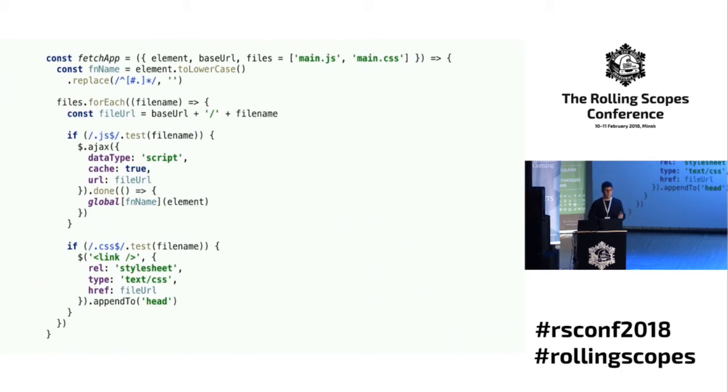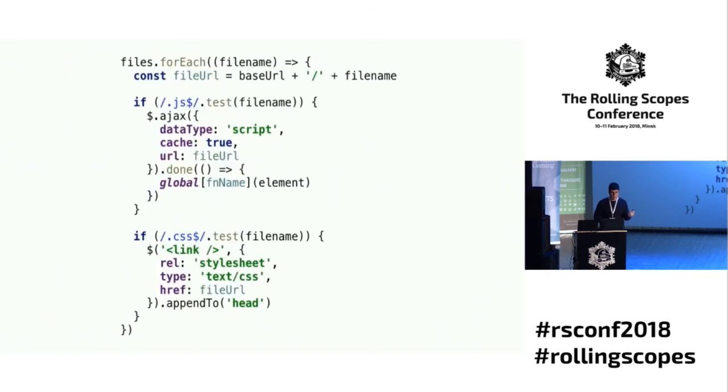So let's just explain how this function works. We have the function name at the top. That's basically we just remove the hash or a dot from a string of the element that's needed to find the function on our micro app to initialize it.